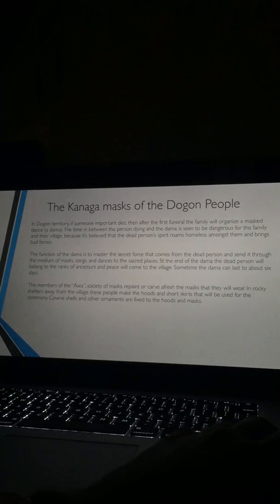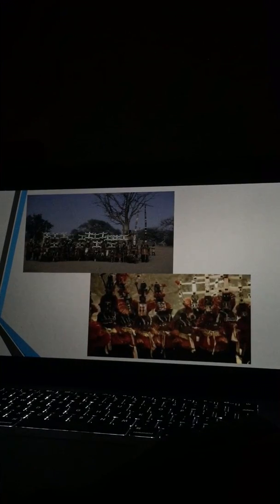The members of the Awa Society of Masks repaint or carve afresh the masks that they will wear. In rocky shelters away from the village, these people make the hoods and short skirts that will be used for the ceremony. Cowrie shells and other ornaments are fixed to the hoods and masks. And in this next slide right here, you see an example of the people in the Dogon territory with their short skirts and hooded masks.